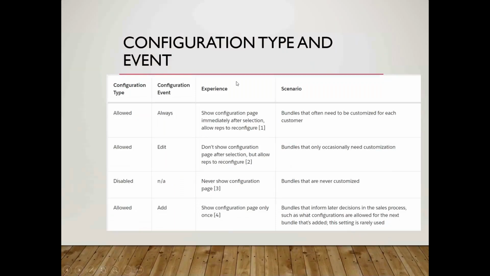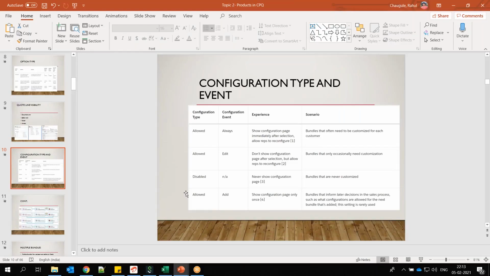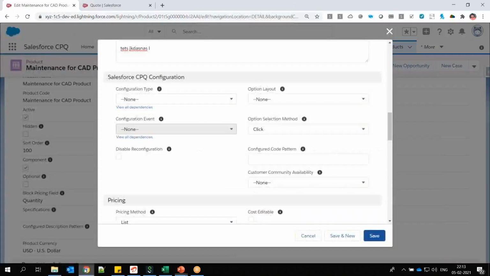This is the slide, configuration type and event. Let me explain this slide, and then we'll go back to reconfiguration and the different types of bundle. If you go to product, I was here, right? This is what I want to discuss. I was in the PPT. These are the two fields: configuration type and configuration event.